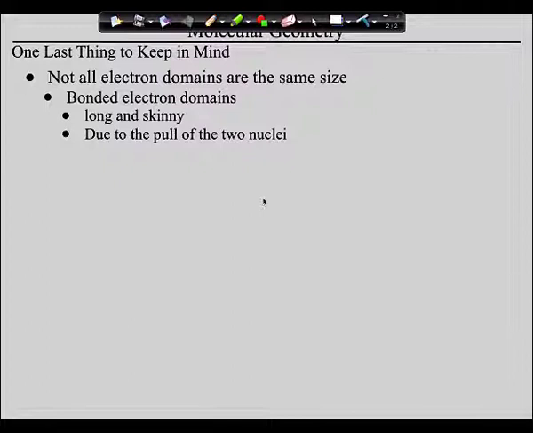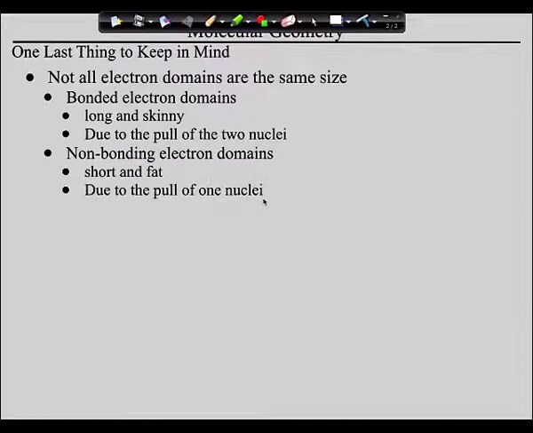Okay, so guys, bonding domains are long and skinny because they're being pulled on by two nuclei. Then guys, non-bonding domains are short and fat because they're only being pulled on by one nucleus. And I know that's a little bit vague, so I'll show you pictures, and once you're comfortable with this idea and everything that you just learned about domains, we're going to flip this paper over and we're going to fill out the decoder key. And then guys, we're going to give you a chance to play with these.